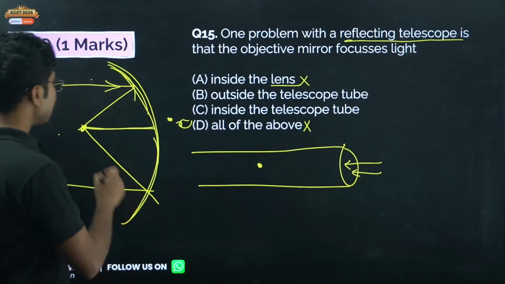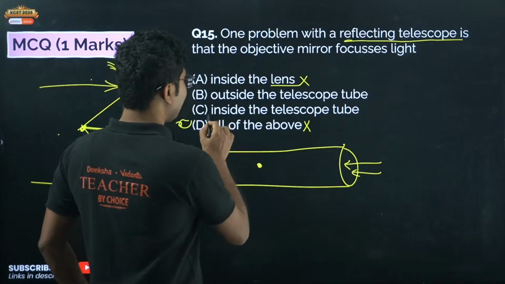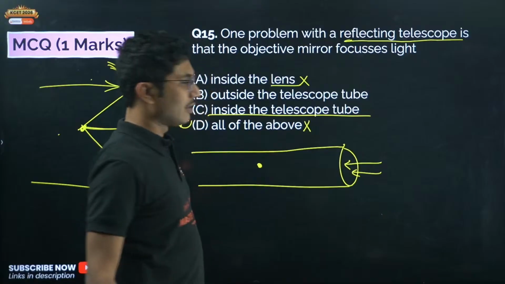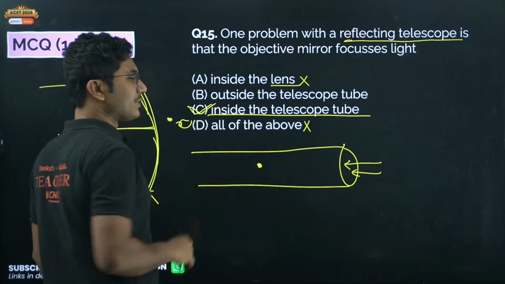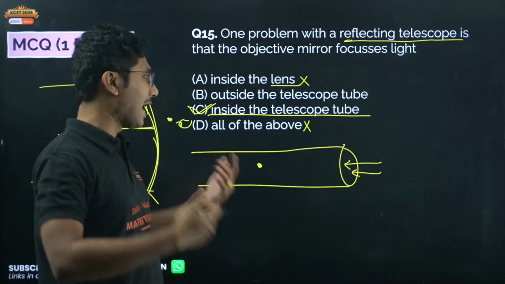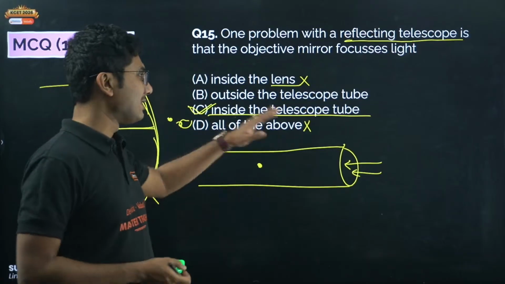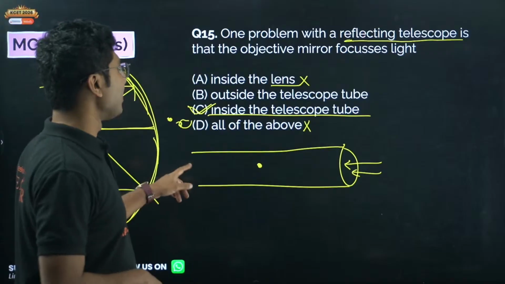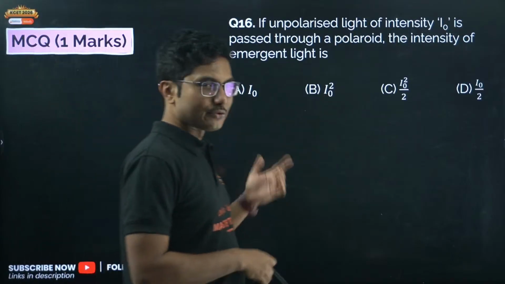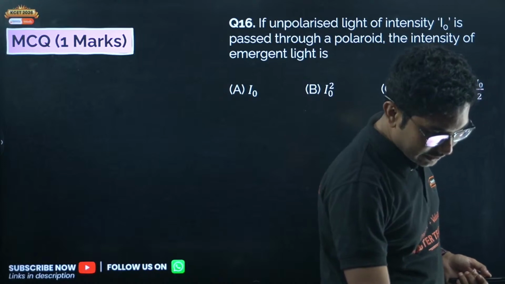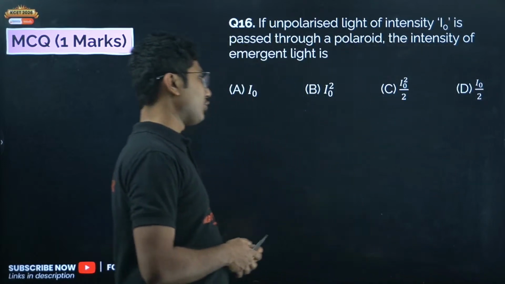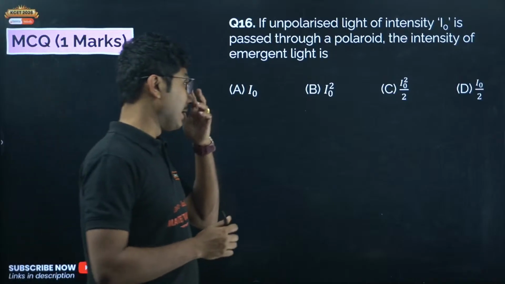So this is why we say that light forming inside the telescope tube is a problem, not outside. We would be happy if it is forming outside, but inside the telescope tube is a problem. After the MCQs, 20 MCQs are there, we are already at the 16th, so definitely we will be solving the ray optics numericals afterwards.